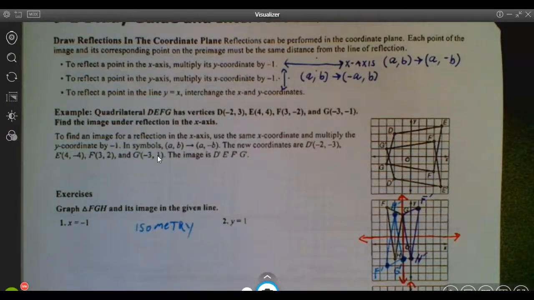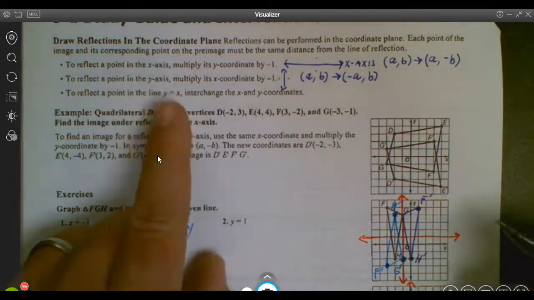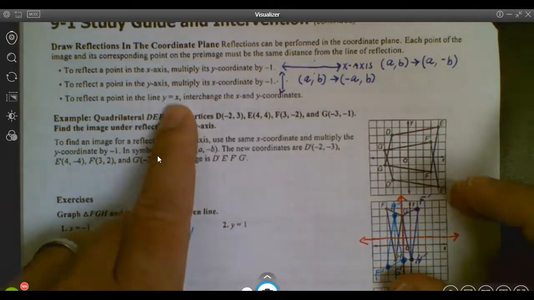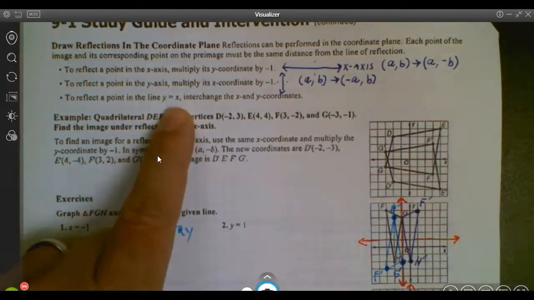And then one more. So here's the one where I strongly recommend knowing this rule, because this one, as you'll see in a few minutes here, is very hard to just do visually.